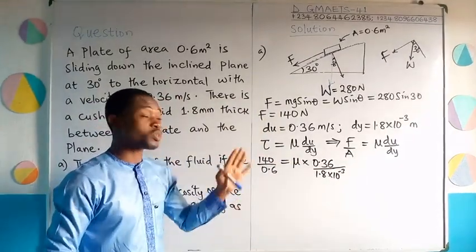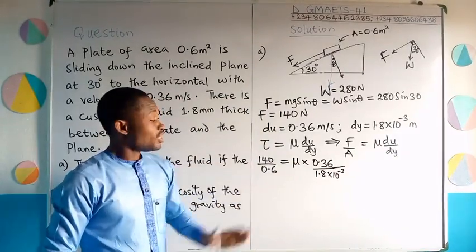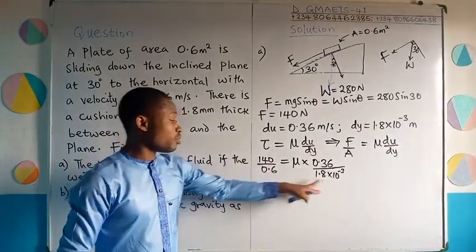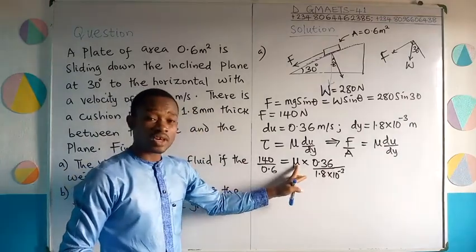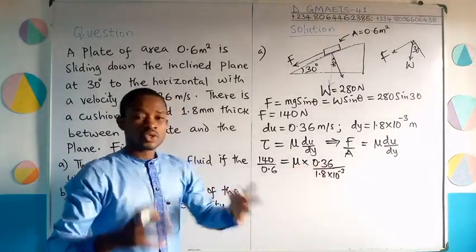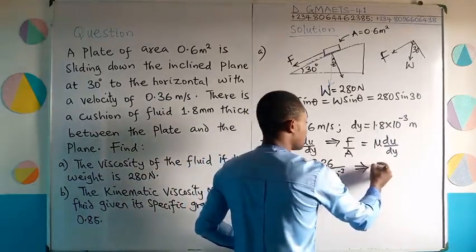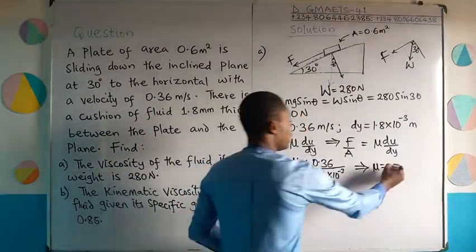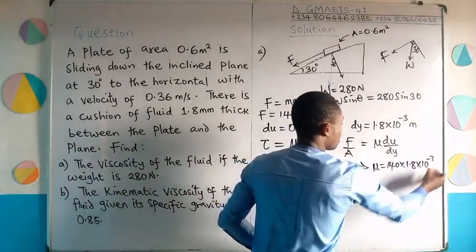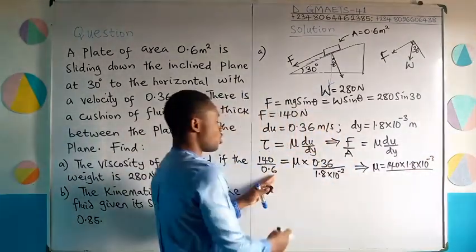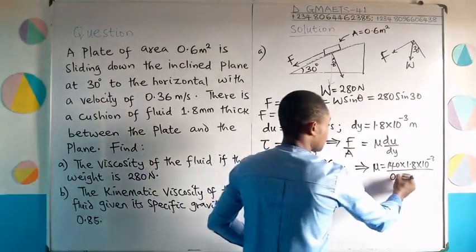To do this, I'll cross multiply first. If you cross multiply, 140 will multiply this term, and then 0.6 will multiply the viscosity and 0.36. So making viscosity the subject of the formula, it's going to be 140 times 1.8 times 10 to the power of minus 3, and I'll be dividing it by 0.6 times 0.36.